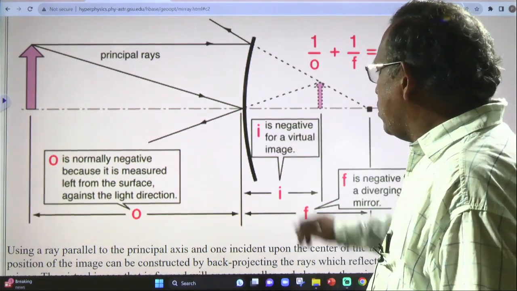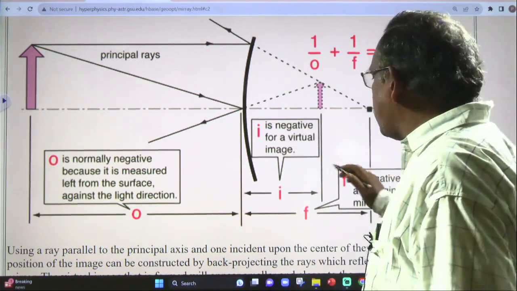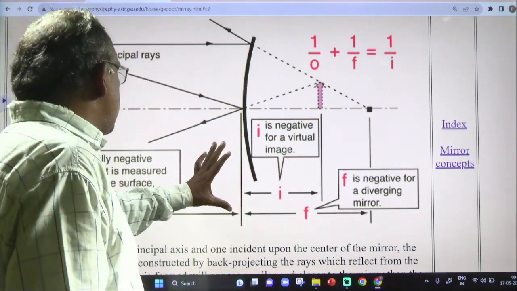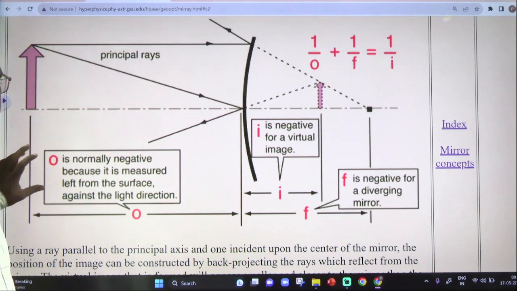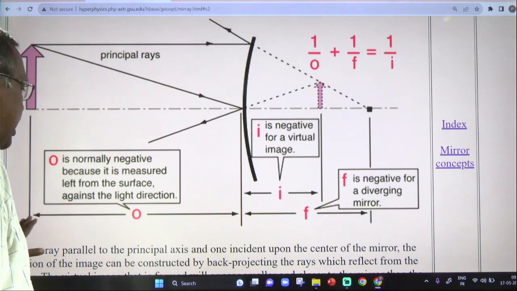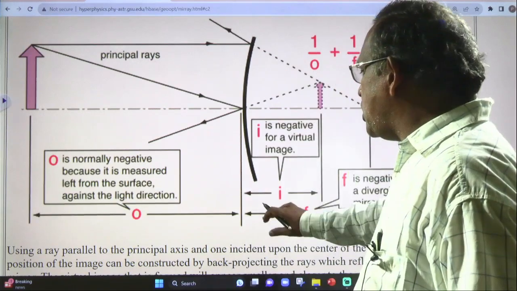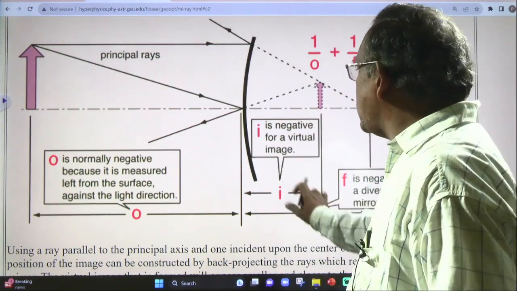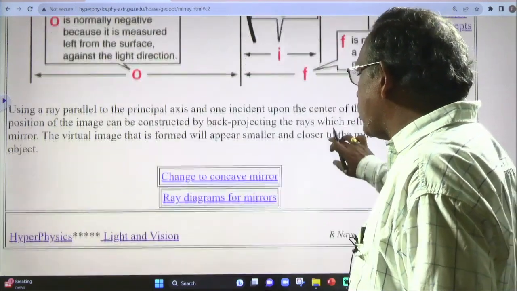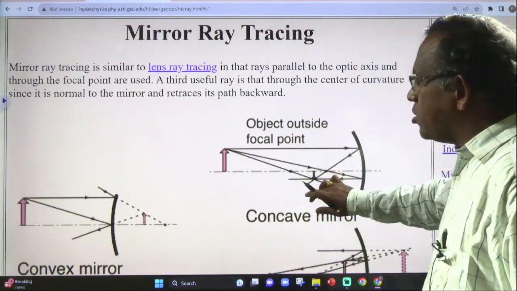Here the image value is negative for virtual images. You have to be careful with the sign conventions. Object distance O is normally negative because it is measured from the left of the surface, against the light direction. That's why you take the object distance as negative here, and the image distance as positive. Of course, for virtual images we have to take care. These are the ray diagrams for the mirrors that we just discussed.